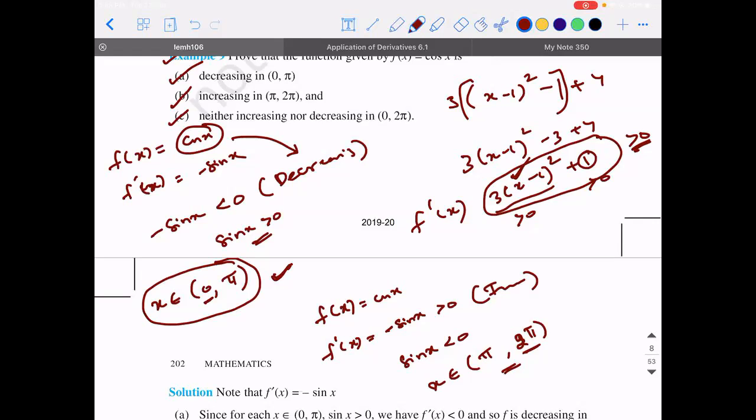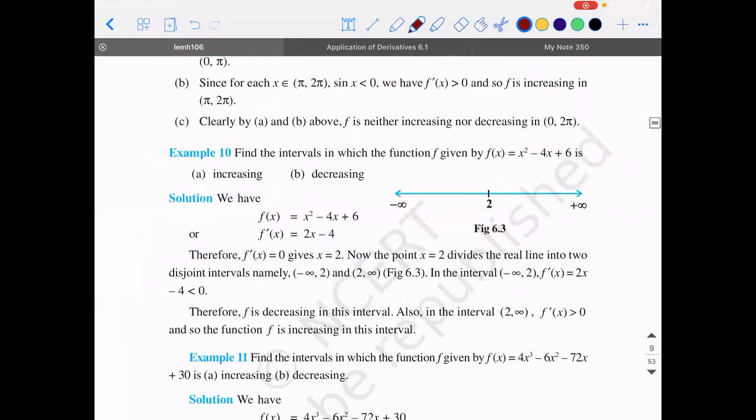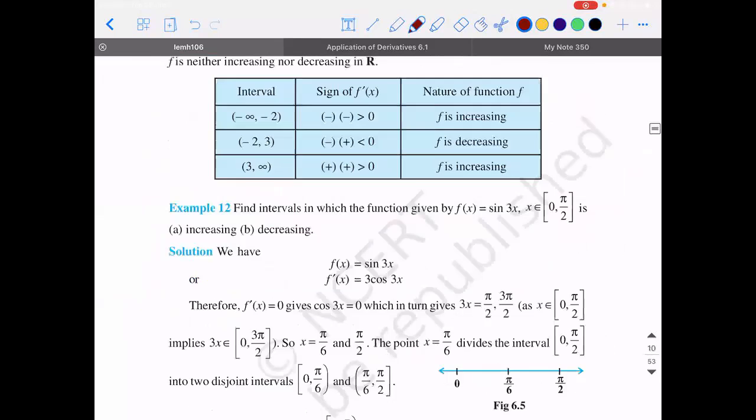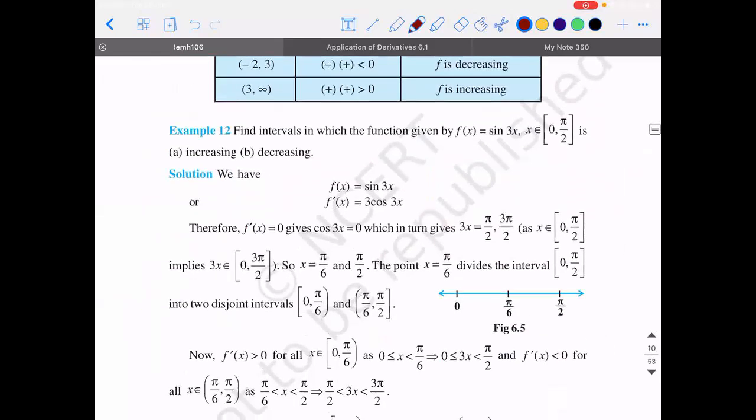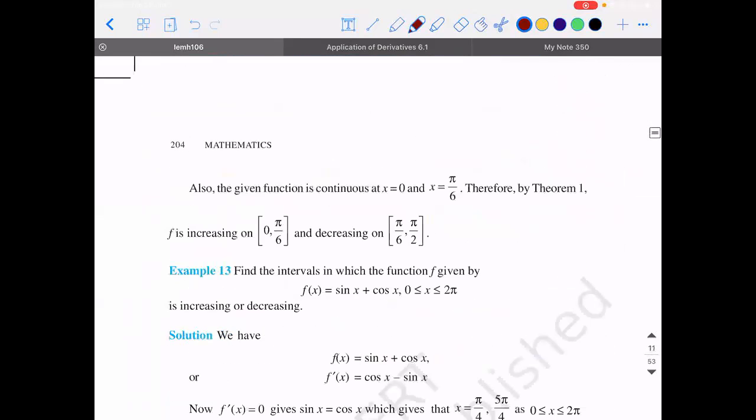Clear? Yes, sir. Yes, sir. Okay. So this is how you solve. Anyways, tomorrow's class, we'll solve the problems from this exercise. Okay. So any other doubt from today's class?